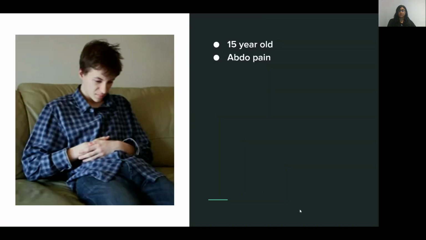So the next child you're called to see is a 15-year-old boy who's been brought in by his friend with quite severe abdo pain. He's had paracetamol and ibuprofen. He's still in a lot of pain. So there's a lot of differentials with abdominal pain, and that's not enough information to go on.